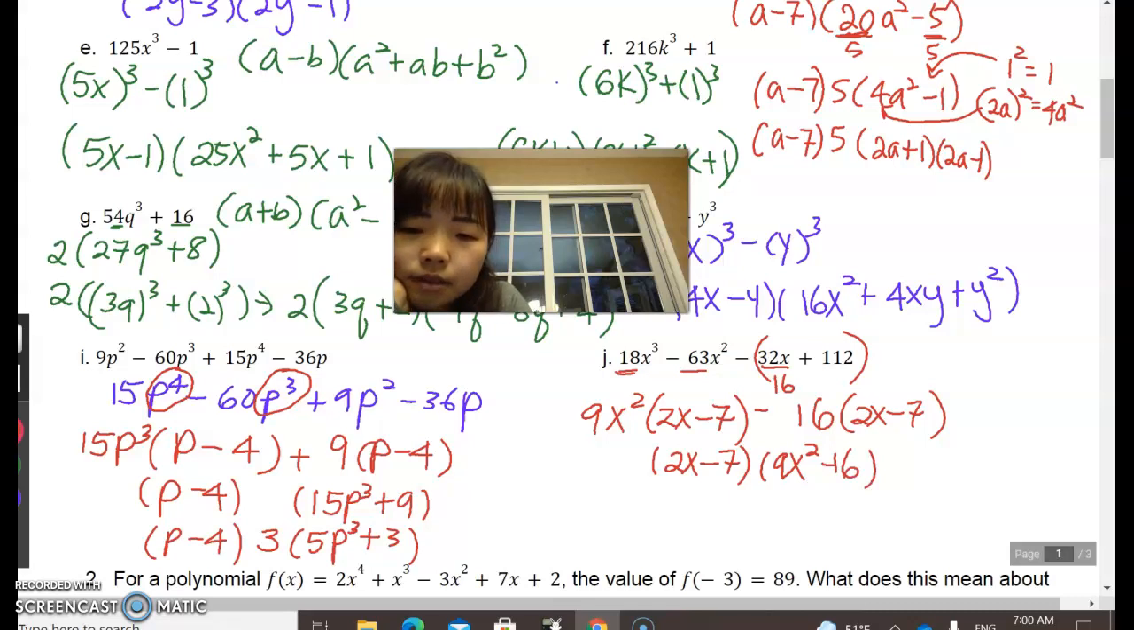Yes, this is a difference of two squares. That's a 4 squared. That's a 3x squared. So that does work. We have to do it as 3x plus 4, 3x minus 4.